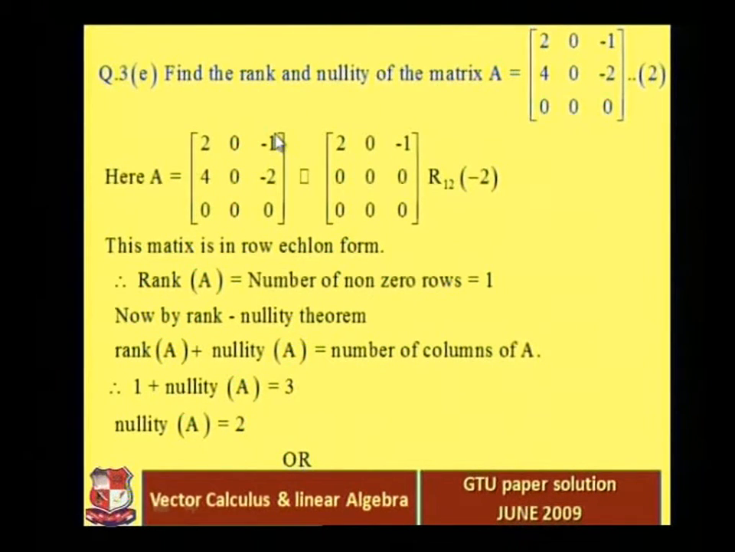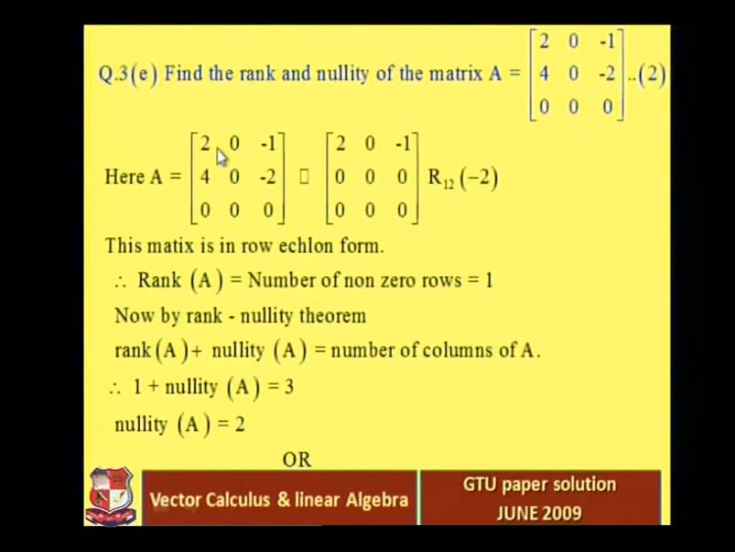Find the rank and nullity of the matrix A that is equal to 2 0 minus 1, 4 0 minus 2, 0 0 0. So the first row is 2 0 minus 1, the second row is 4 0 minus 2, and the third row is 0 0 0. And this question asks 2 marks. So first of all, we have to convert this matrix into a row echelon form.